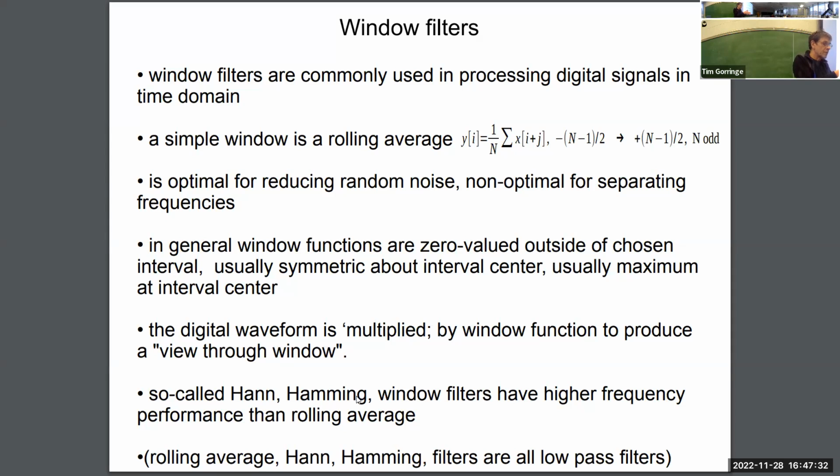Low frequencies, on the other hand, if your frequency's period is such that in the filter window you only see a small fraction of a period, then it's not canceled out. If you're at the peak, the peak's going to come through. If you're at the trough, the trough's going to come through. If you're at the node, you get the node through. And so all of these filters, the rolling average, the Hann and the Hamming, are low-pass filters.